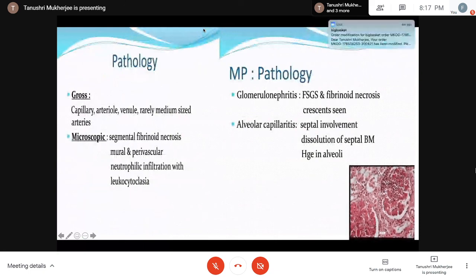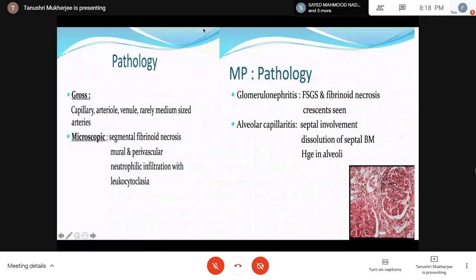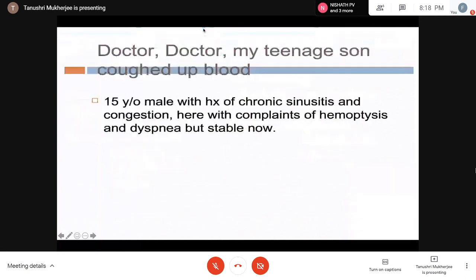Grossly, all the small vessels are affected. Microscopically, there is segmental fibrinoid necrosis, mural and perivascular neutrophilic infiltration with leukocytoclastic vasculitis. And there can be glomerulonephritis with fibrinoid necrosis, crescents, and alveolar capillaritis.